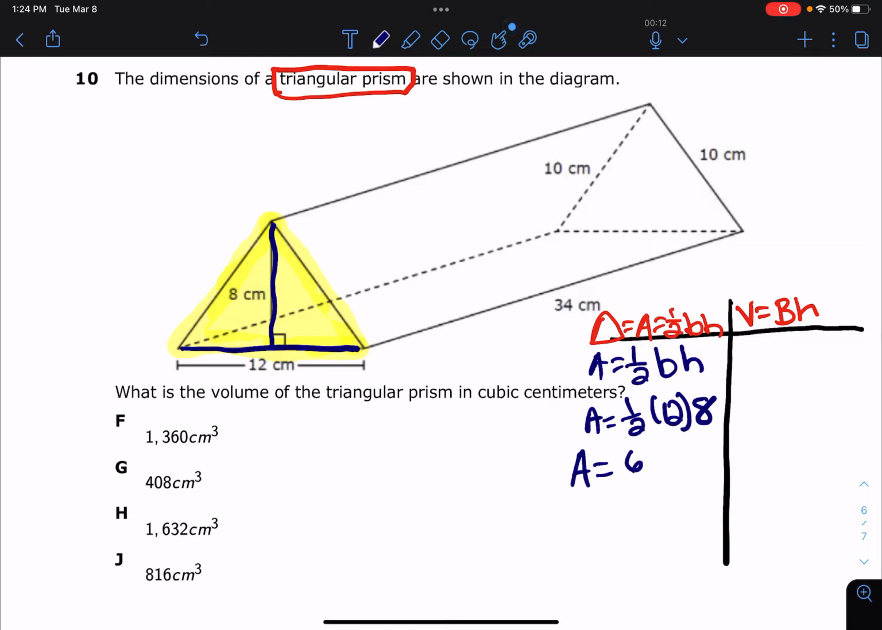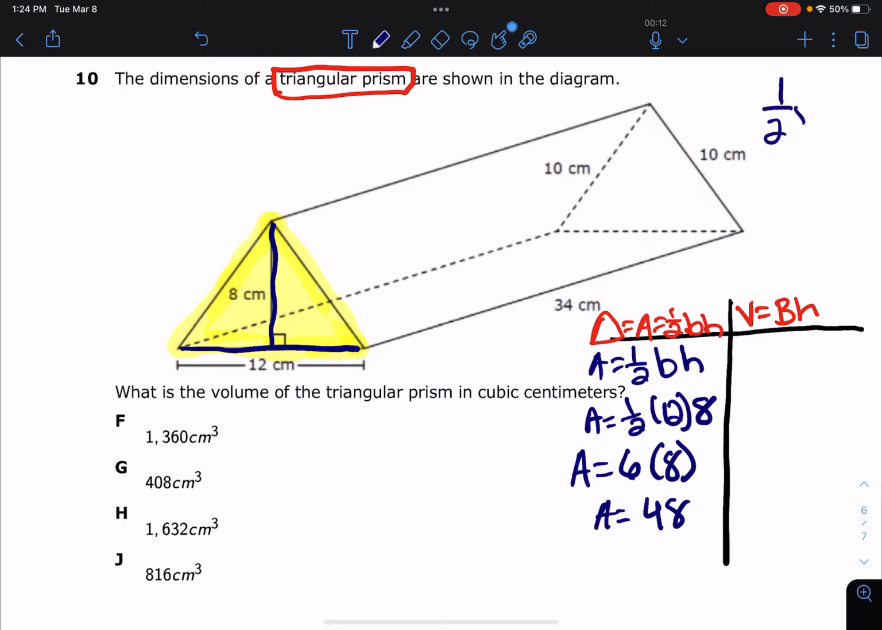Sorry, I don't know why I put that. So half of 12 is 6, and I'm going to take that and multiply it times the 8. So that is 48. What I did there, I just took 12 and divided it by 2. That gave me 6. That's half of 12.